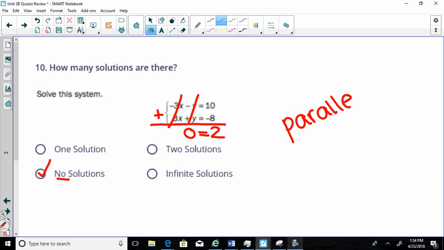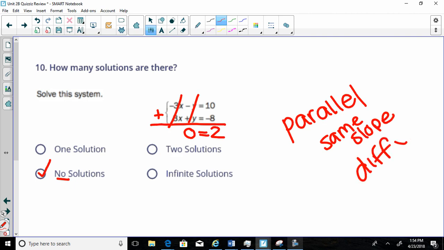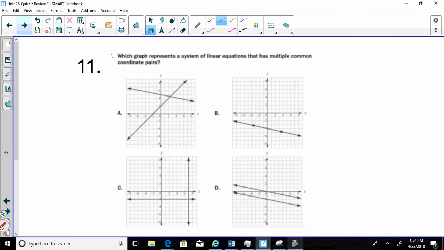What would this be? No solution. What type of lines are they? No solution. Parallel. What about this right here? One solution. So this right here would be your one solution. And right up here, what would this be? 2. How many times do they touch though? Just one. So how many solutions? One solution. So whatever coordinate they touch at is your solution.